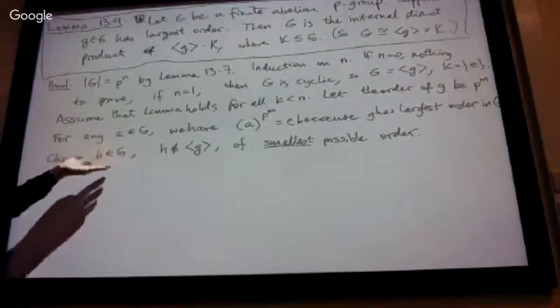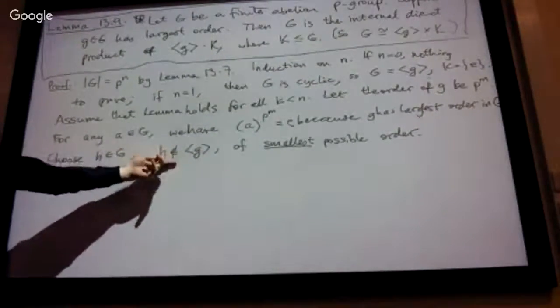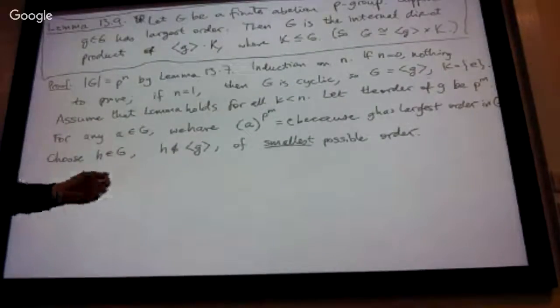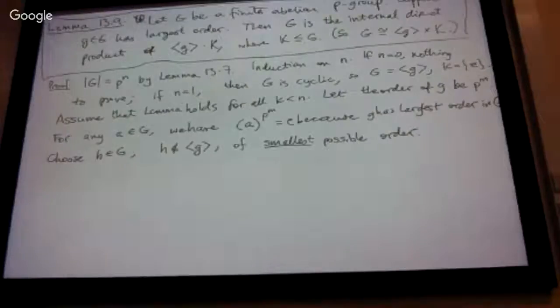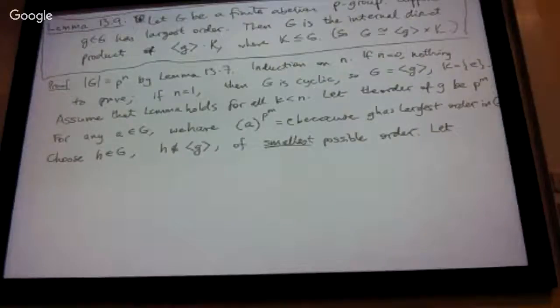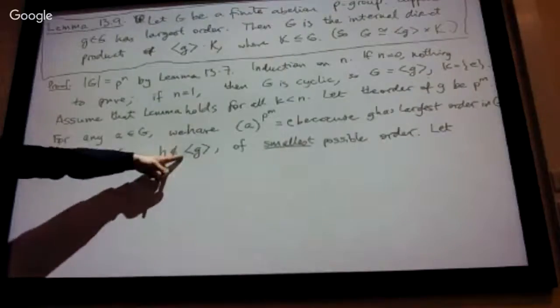Among the things that are in G, but not in the cyclic subgroup generated by G, I look at their orders, and I pick something that has the smallest possible order among them. Okay? That's that. Now, the smallest possible order is not one. It's not one because one would be the identity, and the identity is in that subgroup.